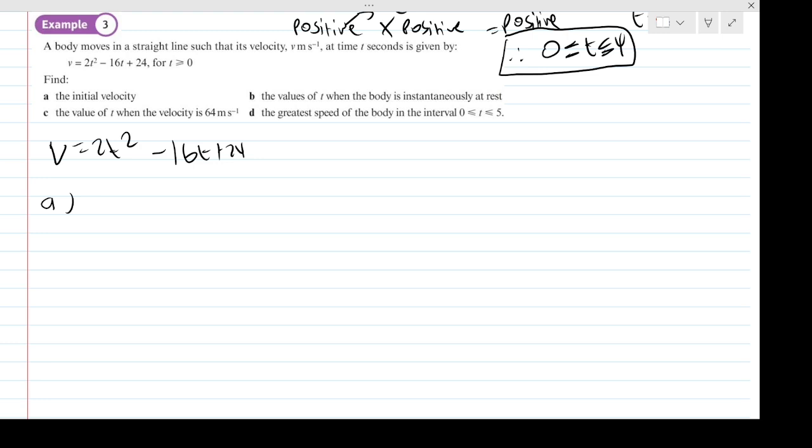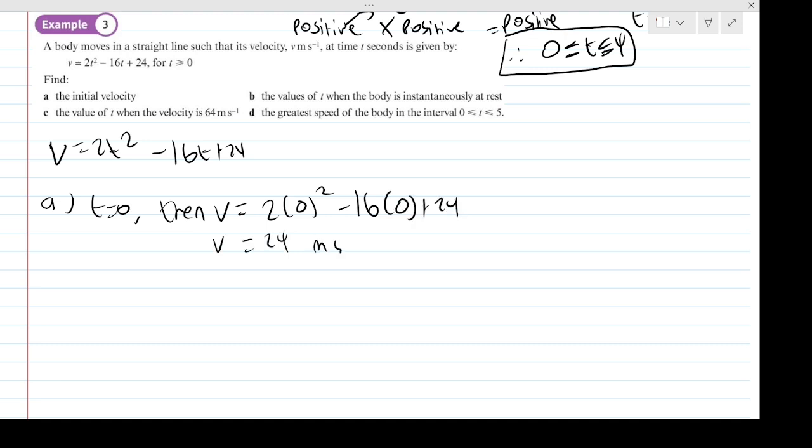Now initial velocity, again, you might be thinking SUVAT from previously, but we don't need SUVAT here because initial velocity is when t is equal to 0. It's initial, right? So when t is 0, if I substitute that into v, then v is 2 lots of 0 squared minus 16 lots of 0 plus 24. That just gets me 24. So that's my initial velocity.